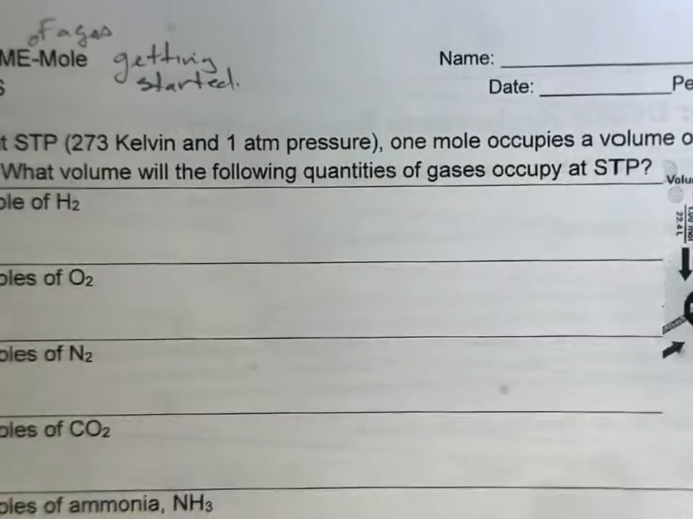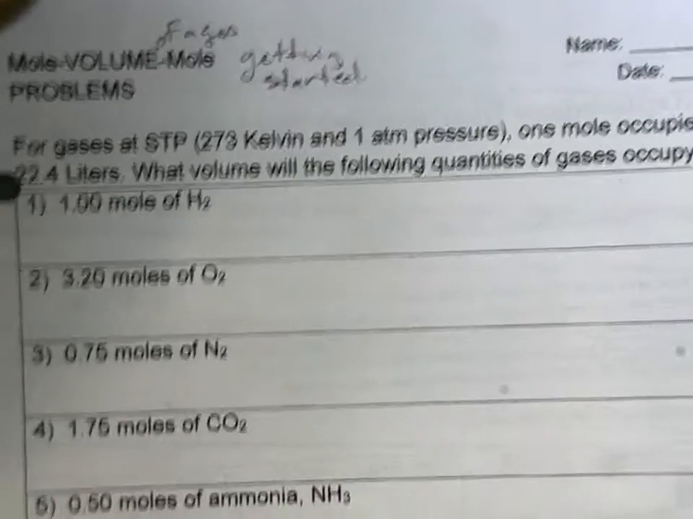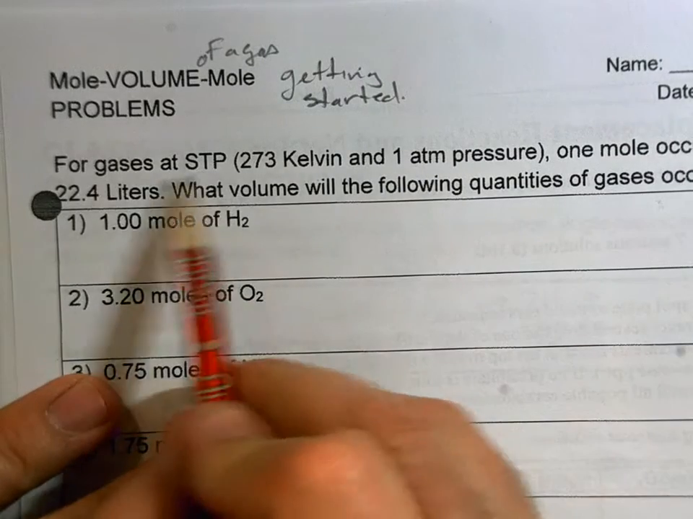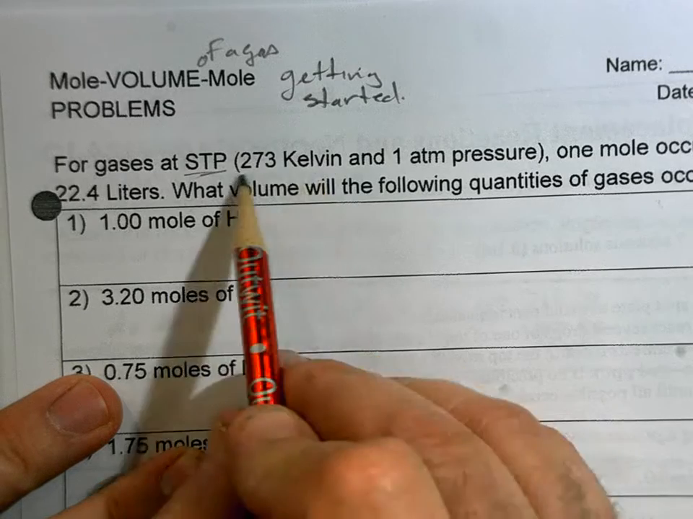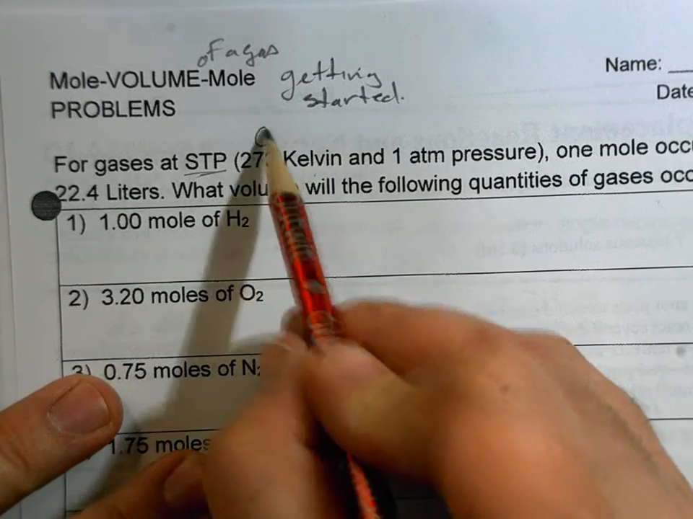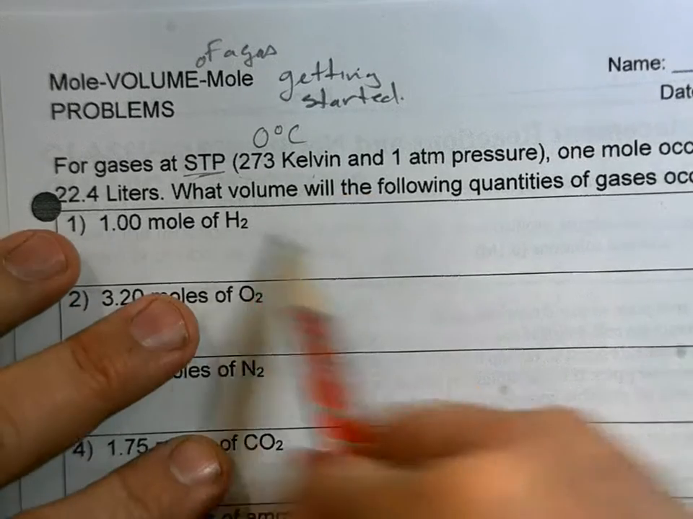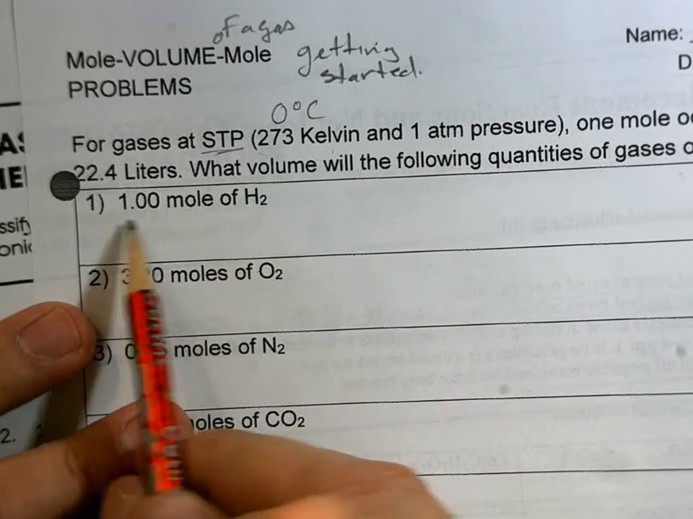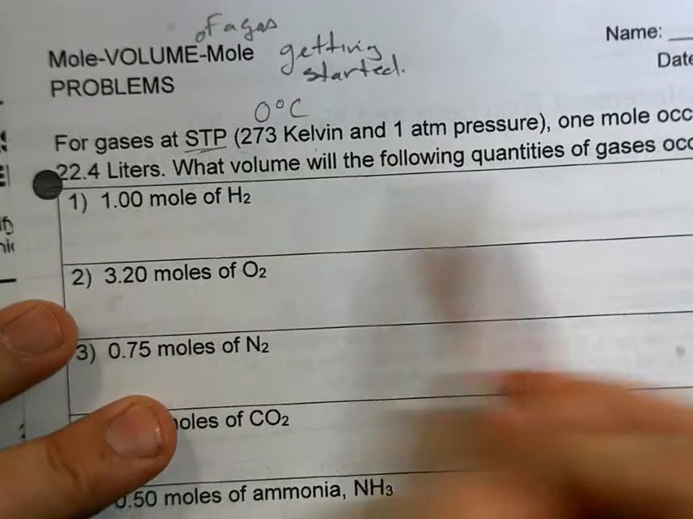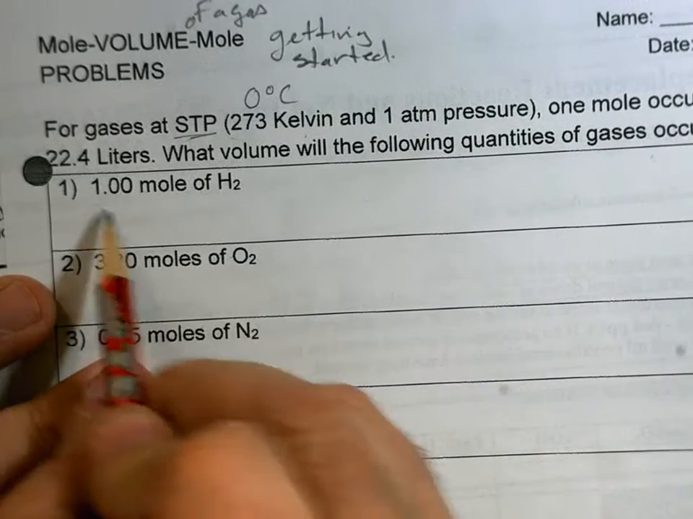So on your paper, you've got this, and just as anything, we're going to make the assumptions when we do this that we are at STP, 273 Kelvin, which is also 0 degrees Celsius, and 1 atmosphere pressure. So a lot of these problems will say at STP. You can almost ignore that because it's just the problem we're doing. So here we've got the given, 1 mole of hydrogen. What volume would that be? So that's going to be our given.